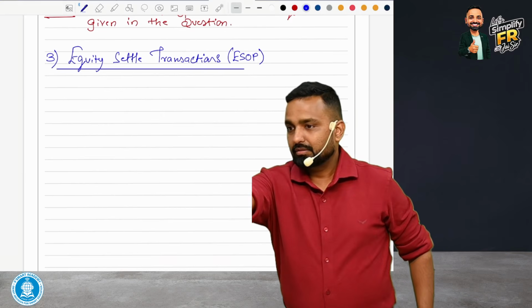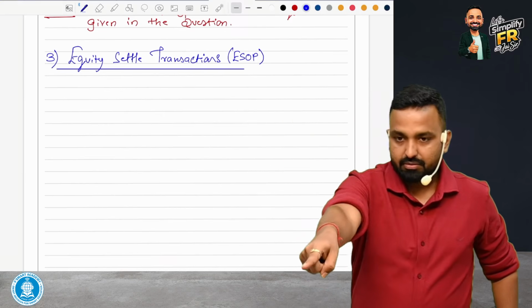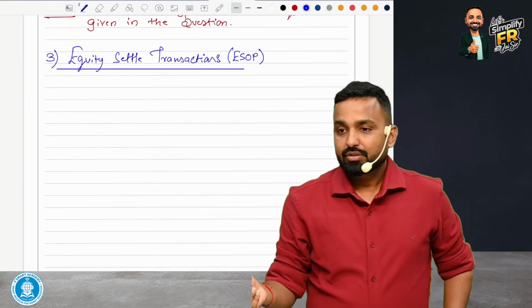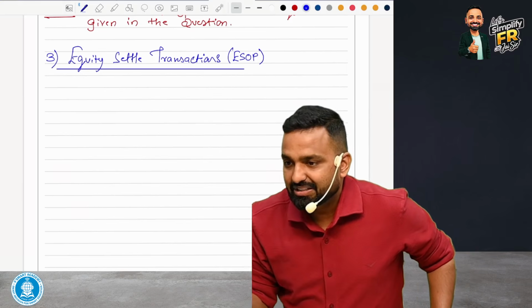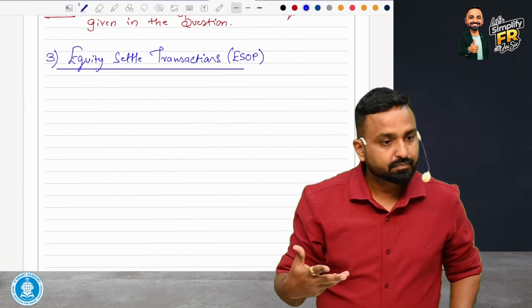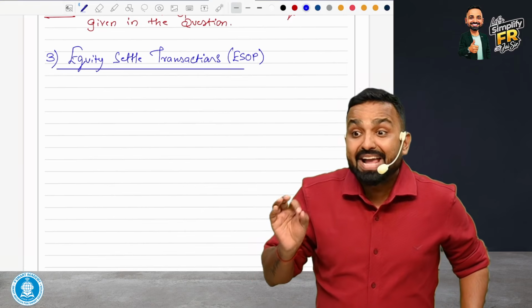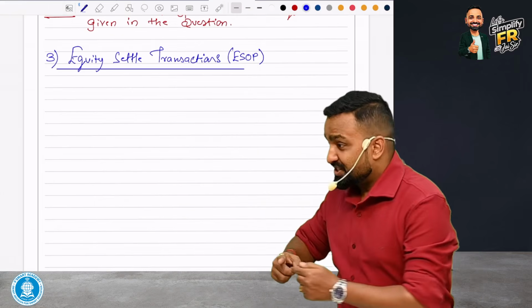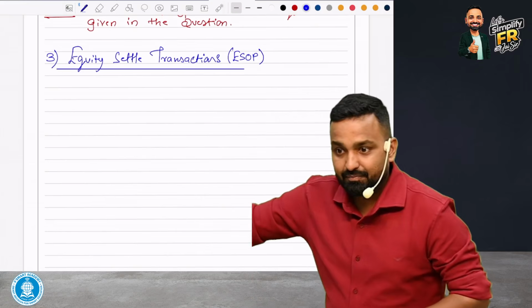Multiply by 100 options: 37,000. What is 37,000? Name it. Total number of estimated options. Still the second year and third year are remaining.